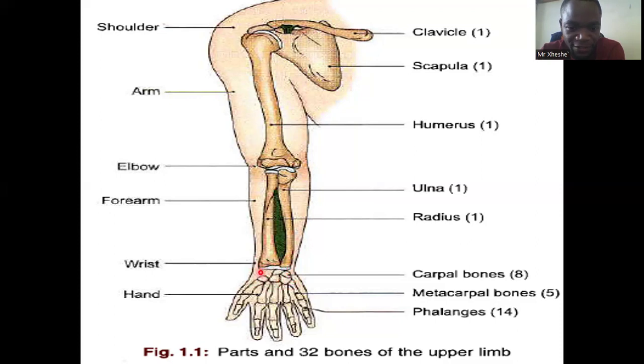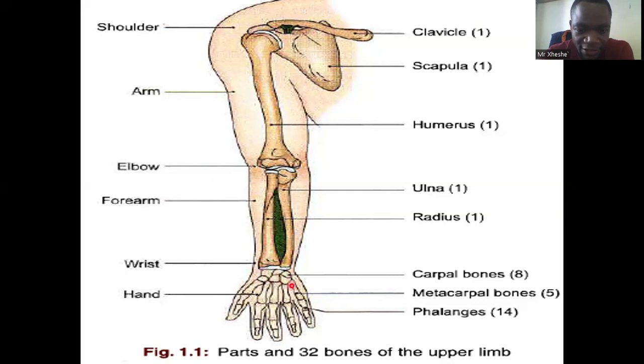Then, as we go away from the forearm, we go into an area known as the wrist, or what you can call the carpus. This is the arm, or what you can call the brachium. Brachium or arm, antebrachium or forearm. Then this is the wrist or carpus. That is the carpus.